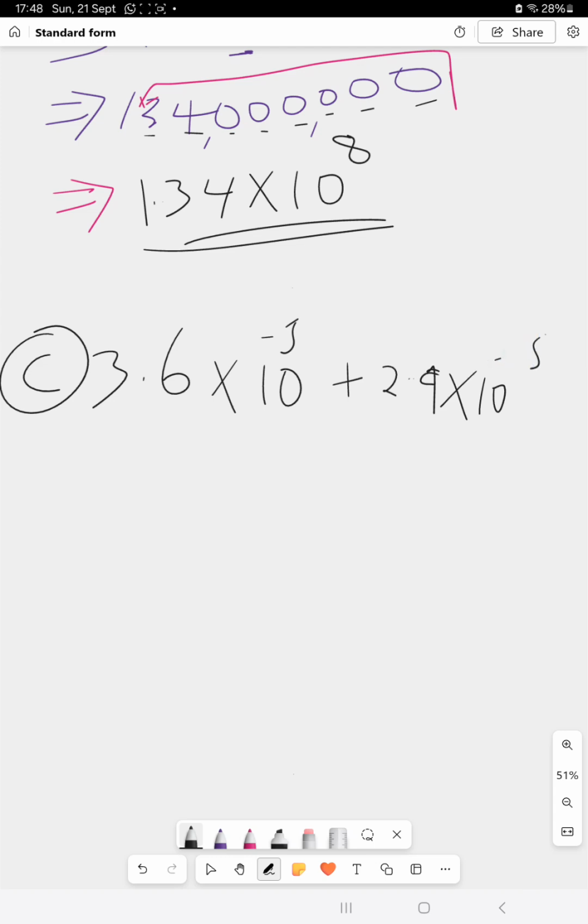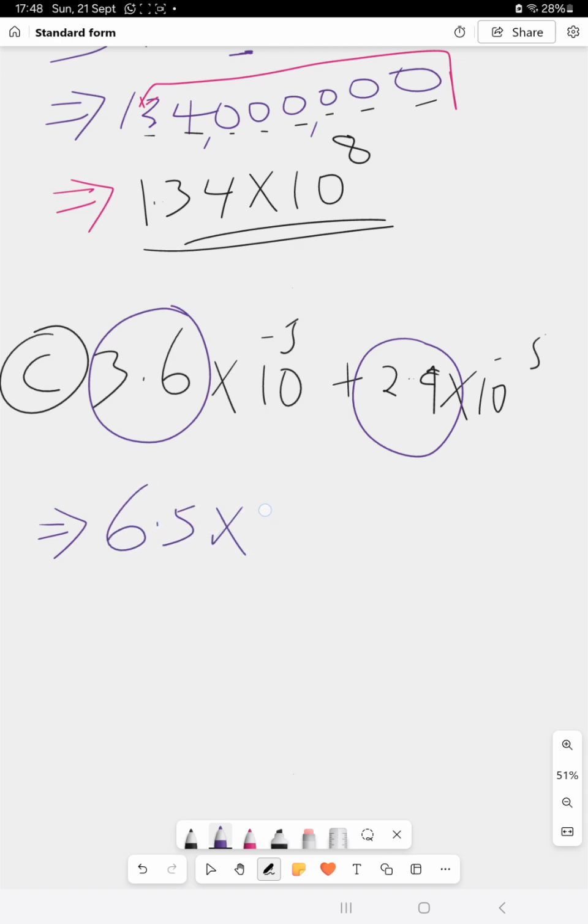Again, do the same thing. We come here, we take this plus this, and therefore I'll have 3.6 plus 2.9, you get 6.5. 6.5 times 10 raised to negative 5. And this number is already in standard form.